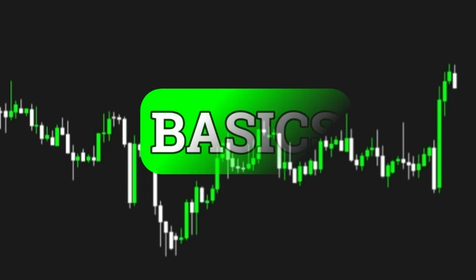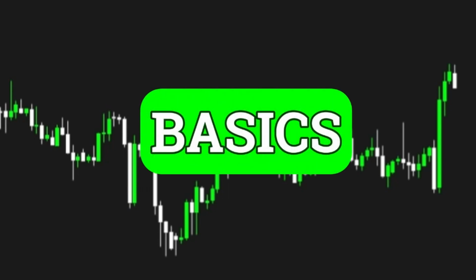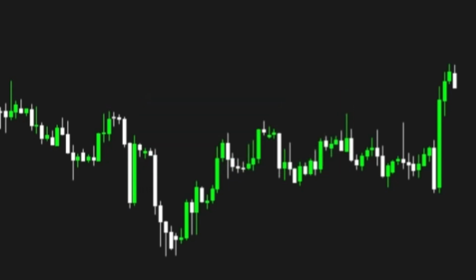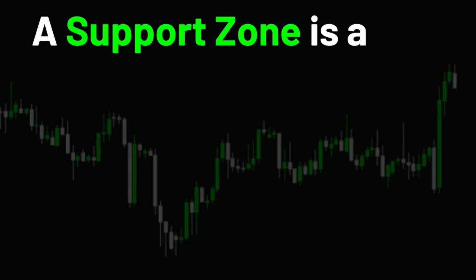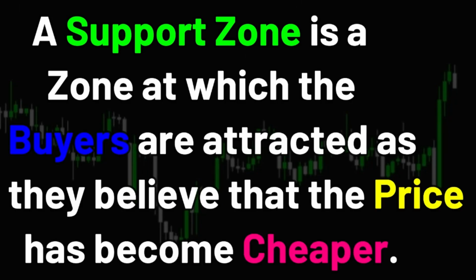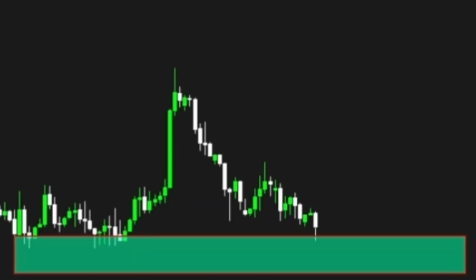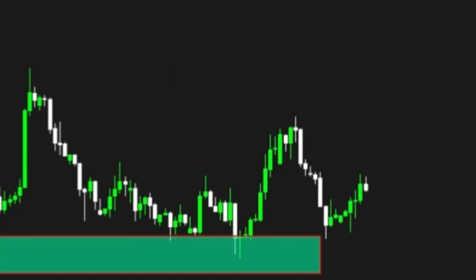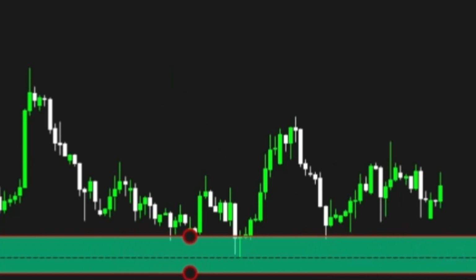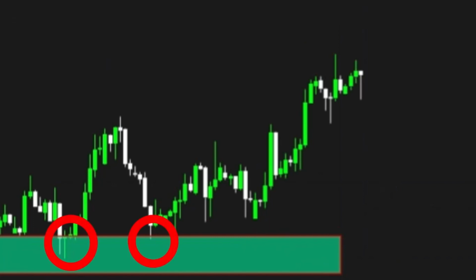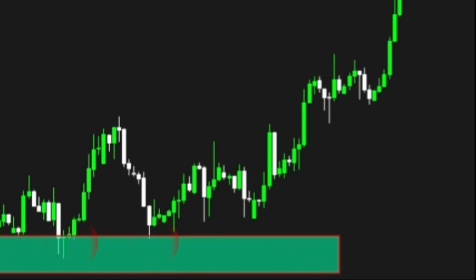Let us learn about the basics of the support and resistance zones so that you can understand it properly and apply it in your trading plan. The support zone is a zone where buyers are more attracted as they believe that the price is cheaper at this point. Due to this, there are a lot of buying orders resting at the support zone, which makes it a key level. The support zone is not a one-time use zone, as the market may respect this zone in the future. Let us see how it can be used in the future.